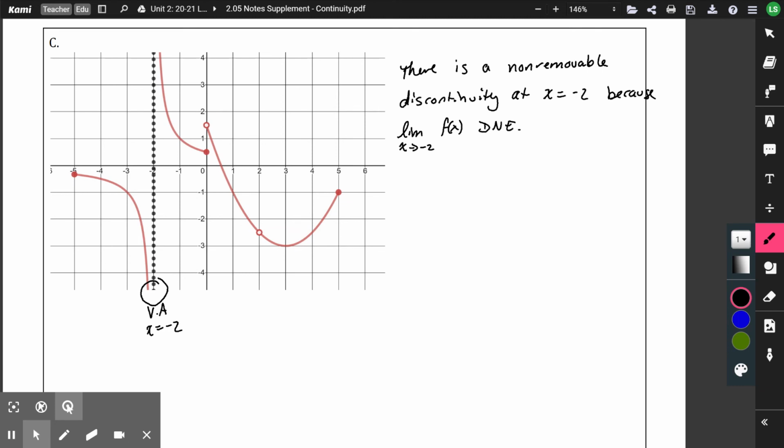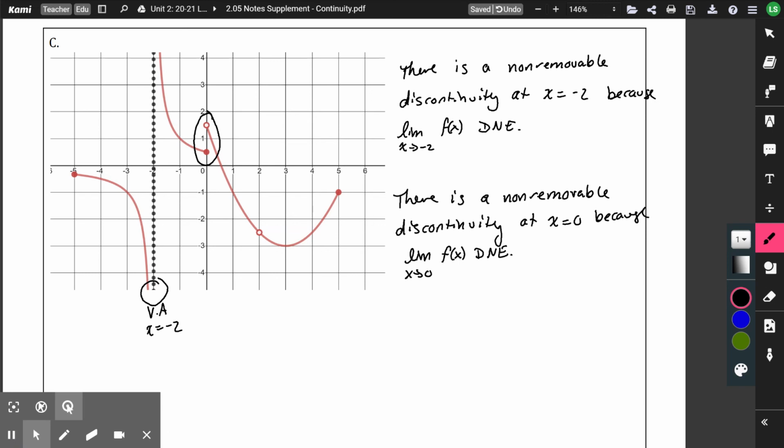Our next value, if we continue to follow along, is going to happen at x is equal to 0. Again, here we had a non-removable discontinuity at x equals 0, and it's because the limit, again, as we approach 0 of our function does not exist. The left and the right-hand limits just don't agree on a single value.